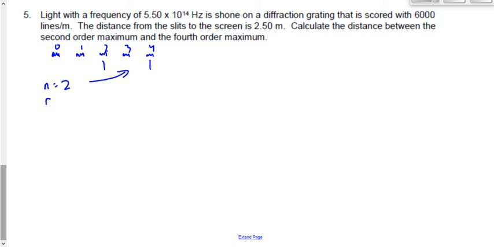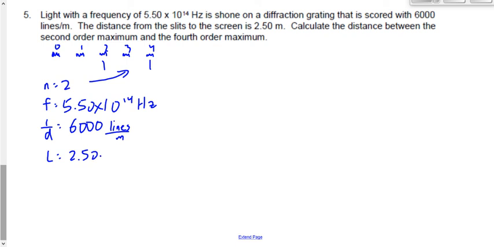My frequency is 5.50 times 10 to the 14, which we're going to convert to wavelength, right? We'll do that in a minute here. We're going to say 1 over d is equal to 6,000. We're in meters here, lines per meter, so at least we don't have to do that conversion. Convert that to d in a minute here. L is 2.50 meters. And we're looking for x, the distance between them here.